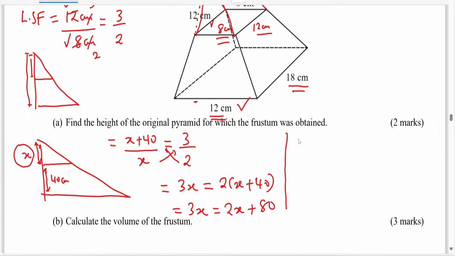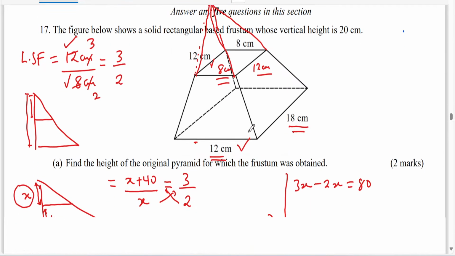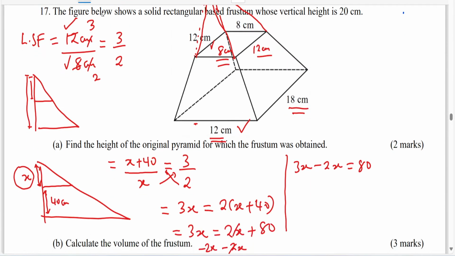So 3x, move it here, so you minus 2x, minus 2x, so that the 2x goes away. So 3x minus 2x is equal to 80. Am I sure? Is it 80 really? Sorry, the vertical height of the first term was 20. Sorry for that. I don't know why I wrote 80, but it should be 20.